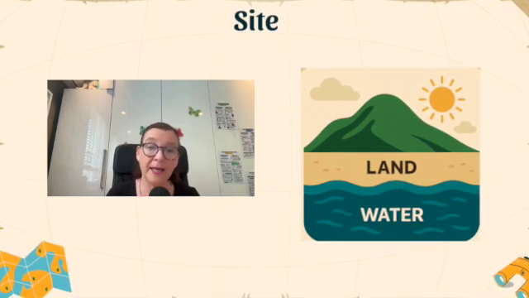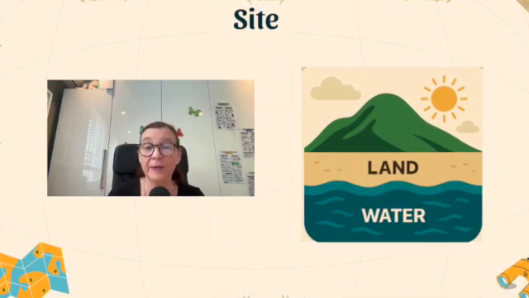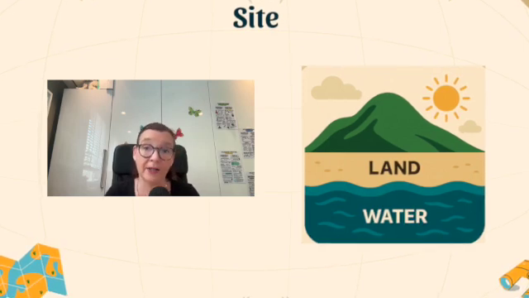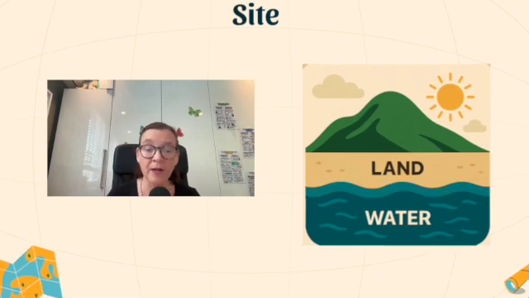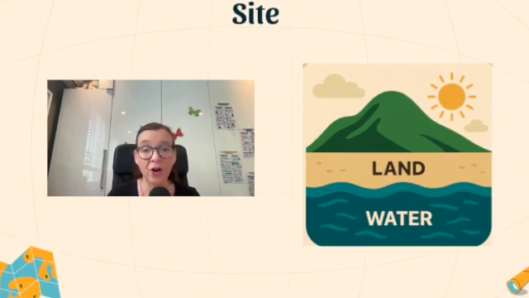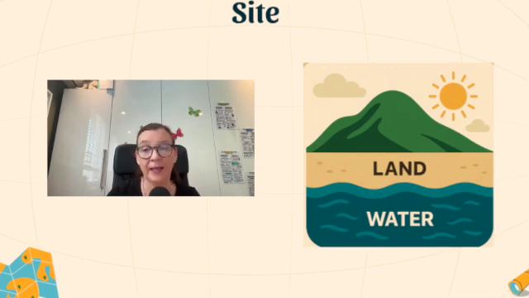Those features make it a key location for trade and settlement because they provide safe docking and easy connections to inland areas. So site is all about the natural, physical setting of a place, not its connections to other places, but the actual characteristics of the land itself.